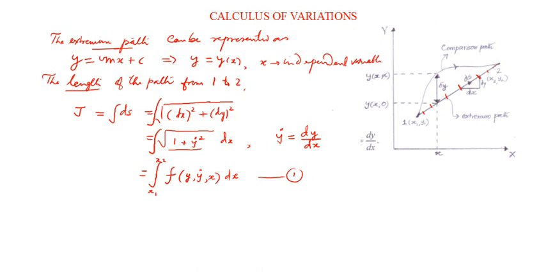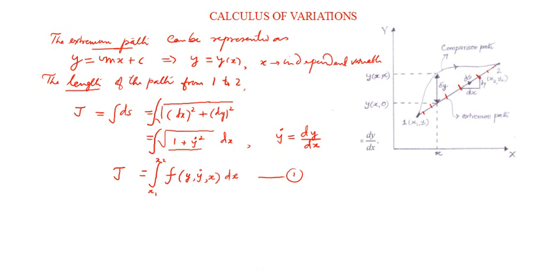So here you have J equal to this integral. This J is what is known as the functional. You can see why J is known as a functional, because J depends on a function. So J is a function of a function, and J can be regarded as a functional here.